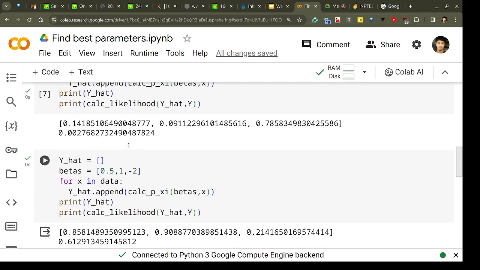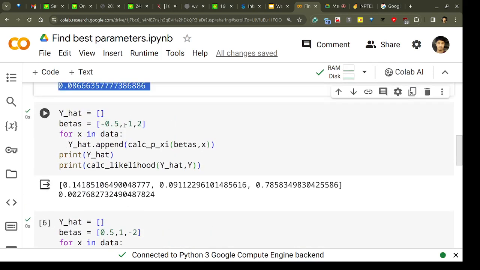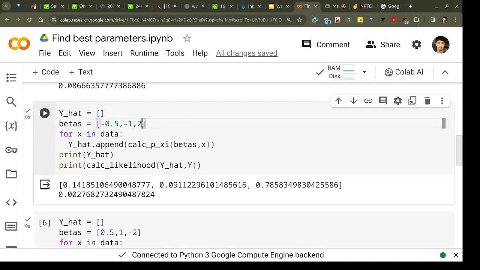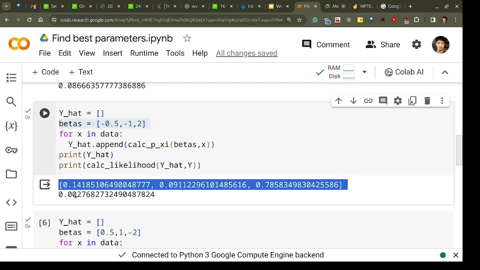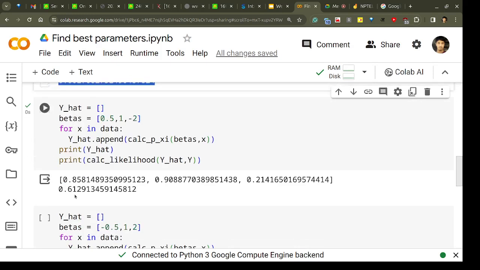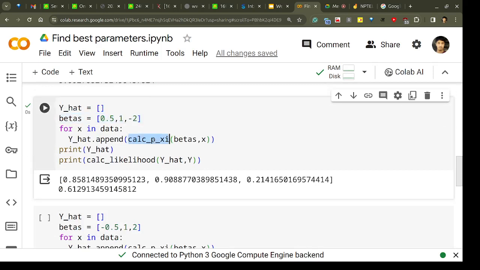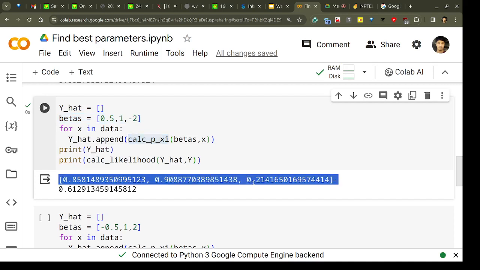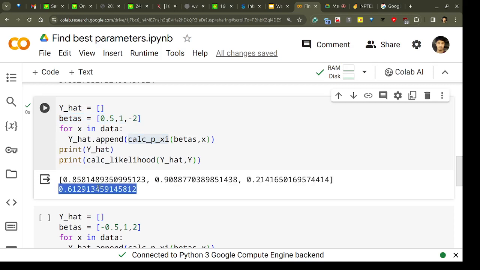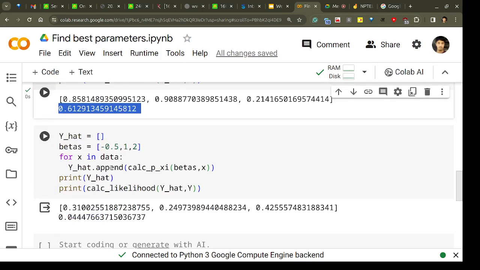Similarly, the second option is minus 0.5, minus 1, 2. For that we have these prediction values, and the likelihood is 0.002. Similarly, for the third option, 0.5, minus 0.5, 1, minus 2, the p values are 0.85, 0.90 and 0.21, and this one is the likelihood. And for the fourth option, the likelihood is 0.04.